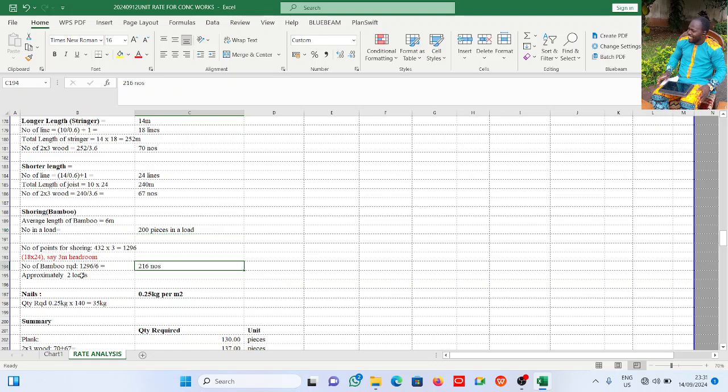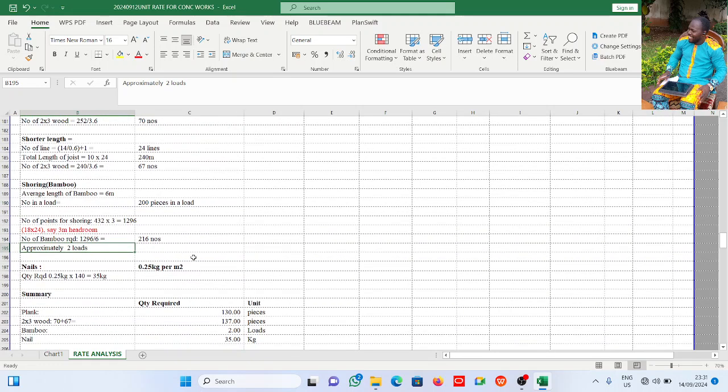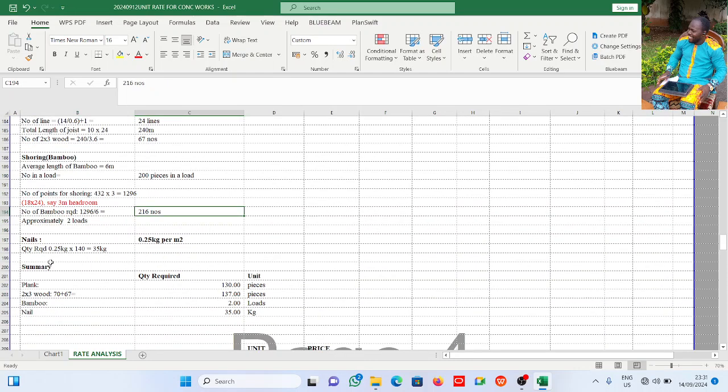All right, so it's more than a load, so we say approximately 2 loads, because you are still going to use a truck to carry 200 pieces, or to carry 16 pieces or 10 pieces or 50 pieces, unless there's another means you want to bring them to your site. So we take it for 2 loads. All right, nails 0.25 kg by 140, that gives us 35 kg, by the total area of the slab rather. So 0.25 kg, that gives us 35 kg.